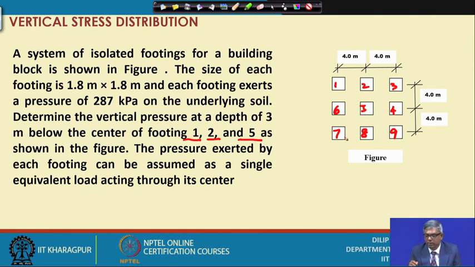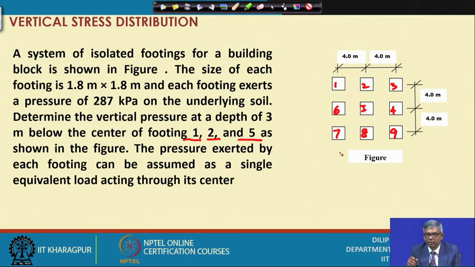So, I will show the application of footing 5. For this, you can see that the footing size is 1.8 by 1.8, and the center to center distance is 4 meter. With this, if I want to find out the pressure below footing 5, then I have to find the effect of this footing itself, then the effect of this, this, this, all around.